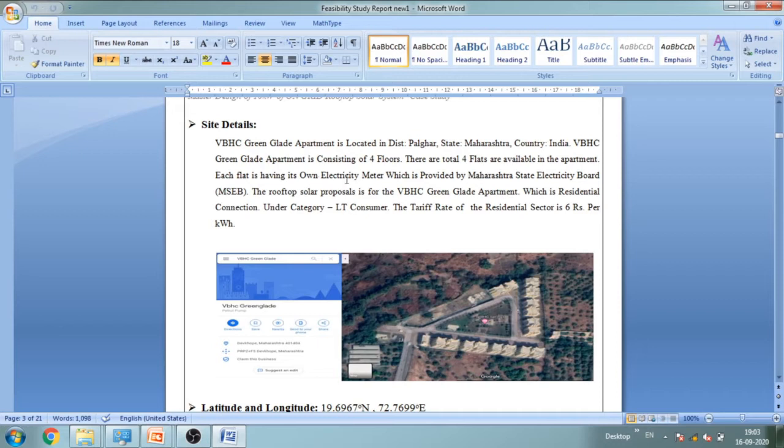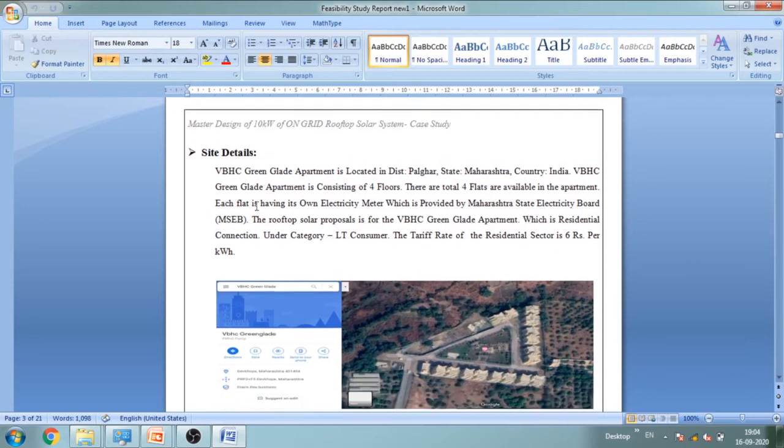VBSC Green Grade apartment consists of 4 floors. There are a total of 4 flats available in the apartment. Each flat has its own electricity meter which is provided by Maharashtra State Electricity Board, MSEB. The rooftop solar proposal is for the VBSC Green Grade apartment, which is a residential connection. Under the category of LT consumer, the tariff rate of the residential sector is 6 rupees per kilowatt hour. Such basic information about the site needs to be mentioned while collecting site details and writing the feasibility study report.